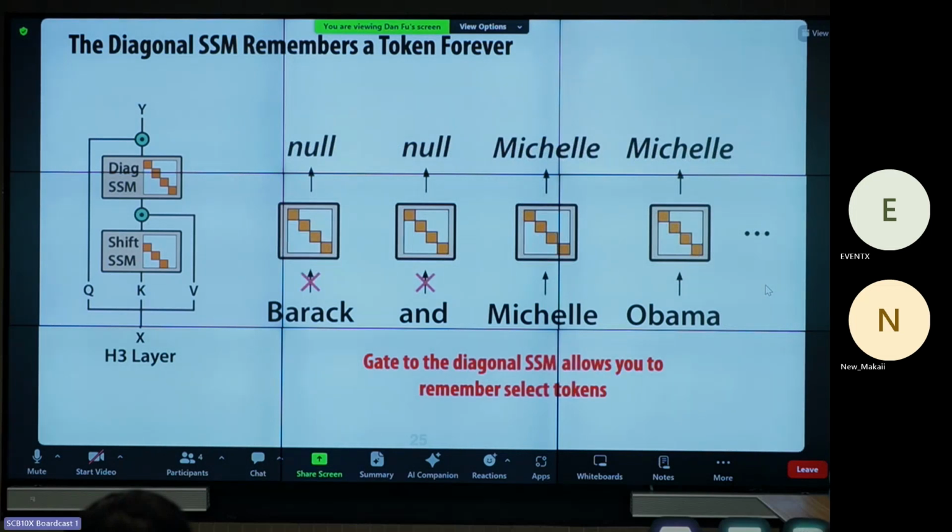Now, remember that we're also having these multiplicative interactions, like the teal little dots I showed you. What that allows you to do is select which tokens you're going to remember. If, for example, you don't want to remember Barack for some reason, all you have to do is multiply by 0 and you get a null vector in. Then for those first initial tokens you're just outputting nothing until you get to some token that you actually want to remember, Michelle, and then you remember it for the rest of the time.